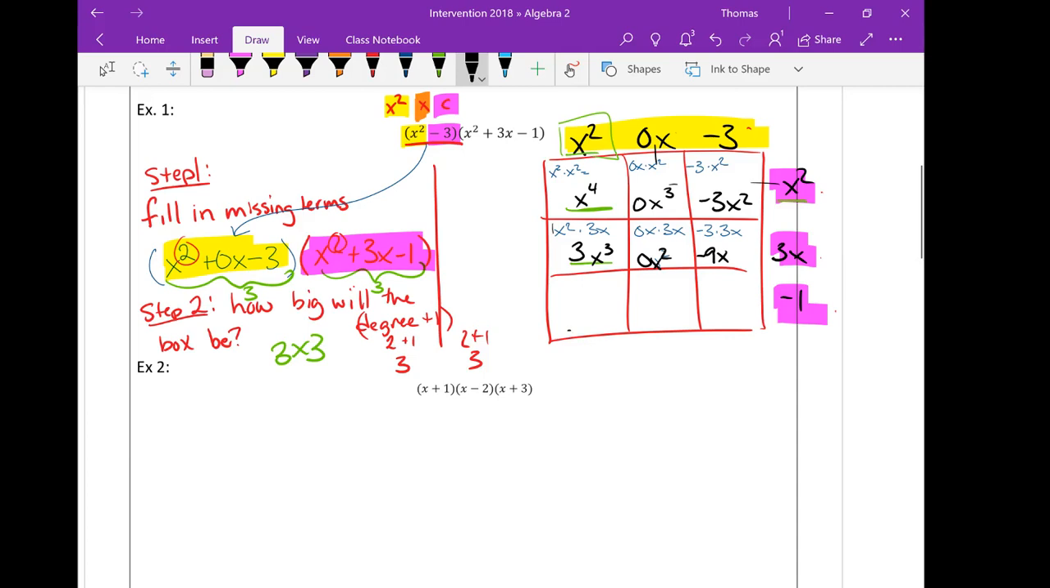We'll just go down to our last row. X squared times negative 1. That is just going to be negative 1x squared, or just negative x squared. Next we have 0x times negative 1. So the numbers, 0 times negative 1 is 0. And then there's our x. Last one is negative 3 times negative 1. And that is just going to be positive. Negative and negative is a positive 3.